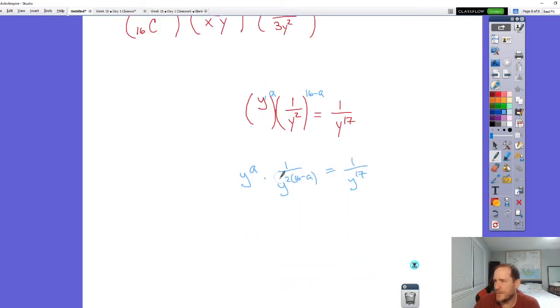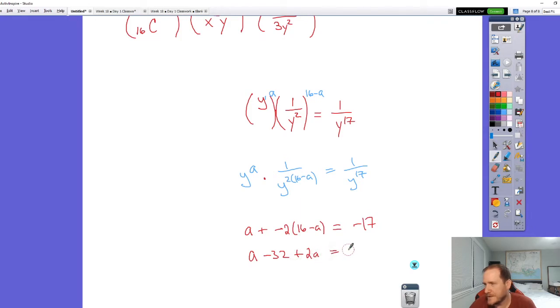So at this point, they're all powers of y. So just think about the powers only. This would be a. If we're multiplying, we're adding. But if our power is in the denominator, then it's negative. So it's negative 2 times 16 minus a, and that should equal negative 17. We've got ourselves an equation now that we can solve. So it's a minus 32 plus 2a equals negative 17. So that's 3a. Add the 32.